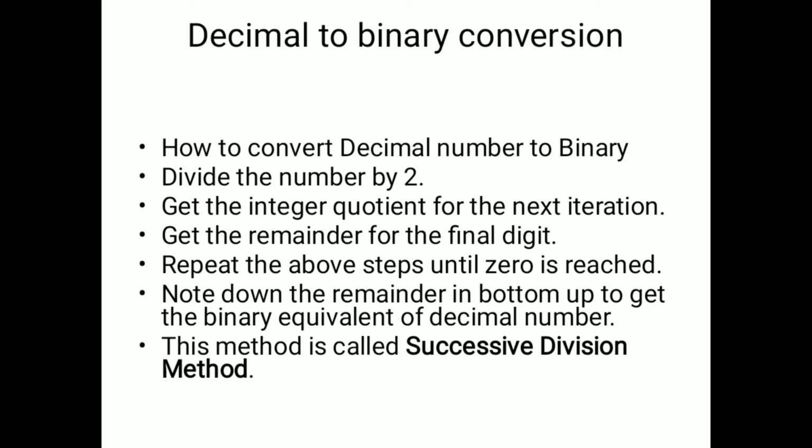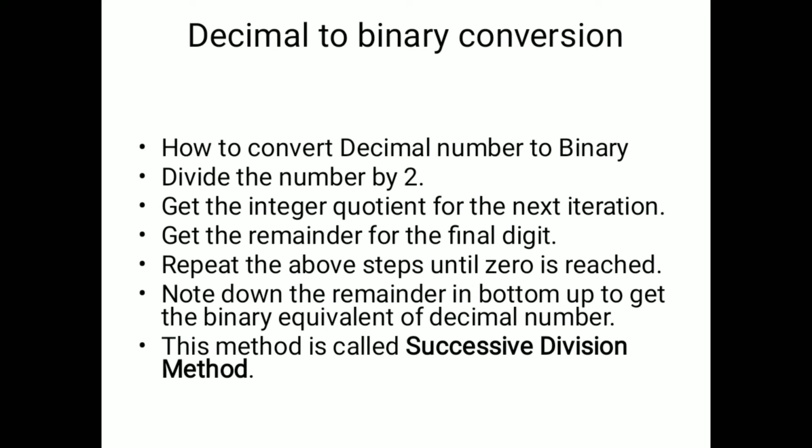The base of the decimal number system is 10 and the base of the binary number system is 2, as we know. So when we are converting decimal to binary, we have to divide the number by 2. Get the integer quotient for the next iteration, get the remainder for the final digit. Repeat the above step until 0 is reached. Note down the remainders from the bottom up to get the binary equivalent of the decimal number. This method is called the successive division method.